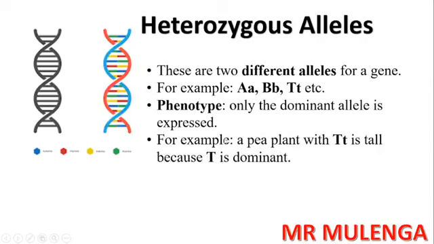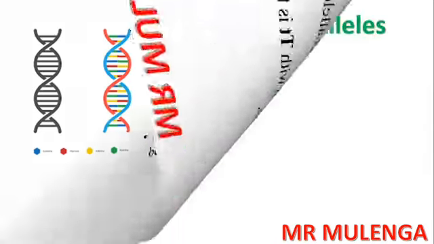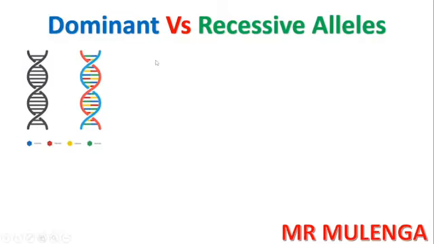So, for example, a pea plant with capital T and small t has heterozygous alleles. This pea plant is going to be tall because T is dominant. In simple terms, the dominant allele is always expressed in the phenotype. I hope it's clear there. We now proceed. Let us look at dominant versus recessive alleles. We need to understand the difference between the two.